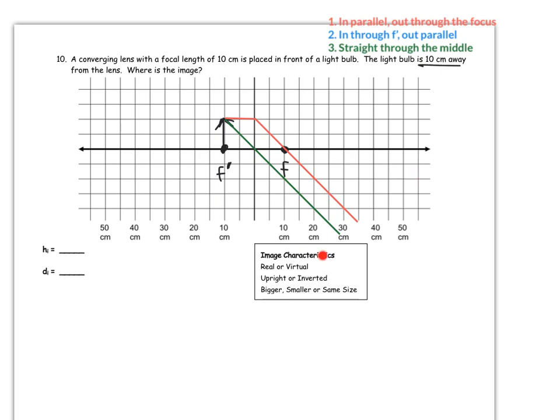And what we see is these 2 rays are parallel. And so we have a situation here where the focal length is 10, and we're putting our object also at 10. So whenever we place the object at the focal length, that is a special case for a converging lens, and it results in no image. So that is our answer for this one.